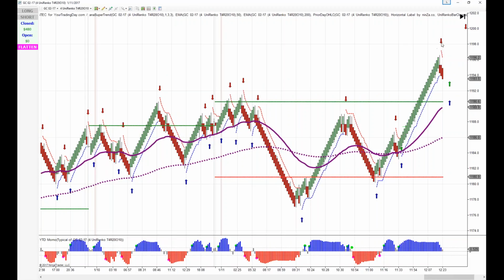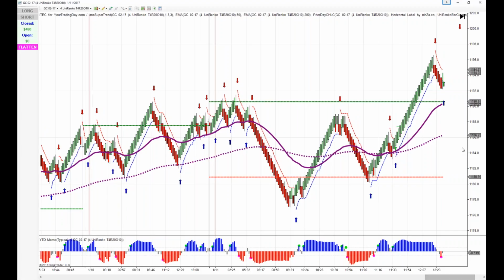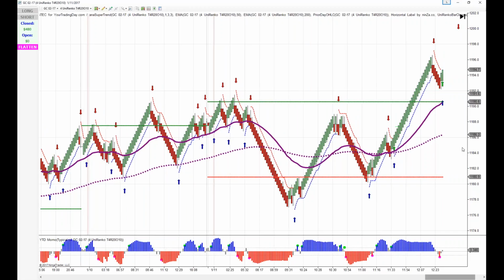So now we have a red arrow. We don't want to sell because we're above the 50 and above the 200. We're looking to buy again. Here we have a red arrow. Now things start to turn again. We're looking to get in on a blue arrow.